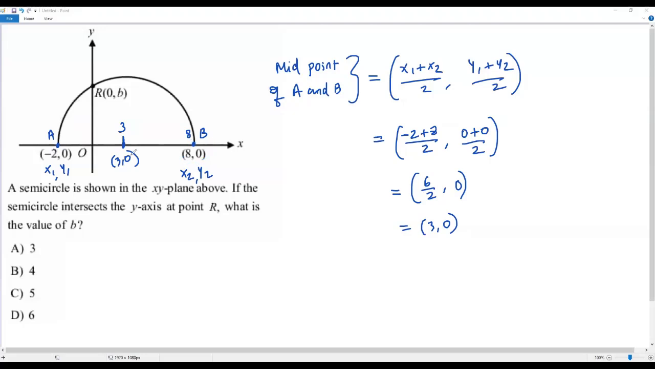So the distance between the center of the semicircle and a point on the semicircle is called the radius. That is the distance between this value 3 and 8. So that is 5. 5 is the radius of the semicircle given over here. Okay, let me draw another radius. Okay, here I have drawn a blue color line. So this line represents a radius because it connects the center of the semicircle and a point R on the semicircle. So this is a radius. Since this is a radius, its length has to be 5.